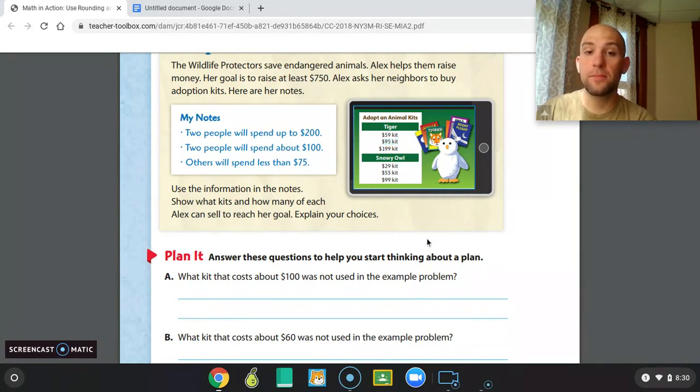Another kit that costs about $60 that was not used in the example problem. They used the $59 kit in the example problem. We could also use the $55 kit to round to 60. 55 also rounds to 60. It ends in 5. We know when a number ends in 5, we round up. We round from 55 up to 60 rather than down to 50, because if it was 54 or less, we would round down to 50. 55 or more, we would round up to 60.